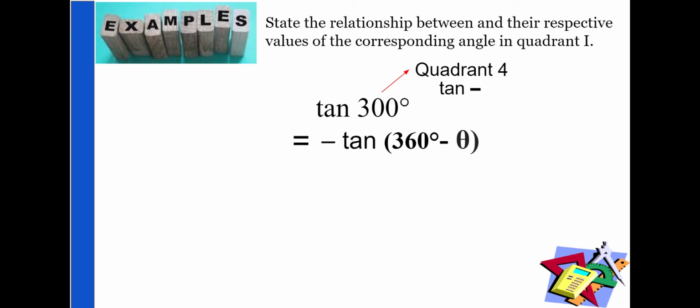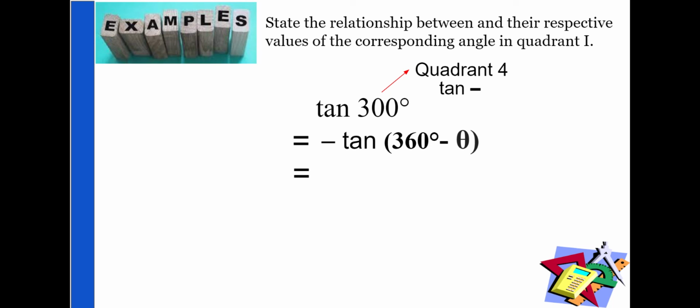Supposing we need to state the relationship between the respective values and the corresponding angle in quadrant 1. Let us have tangent 300 degrees. Here, the first question is, where does 300 degrees belong? Very good, in quadrant 4. What is the sign of tangent in quadrant 4? Correct, it is negative. So therefore, we are going to use negative tangent of 360 degrees minus theta.